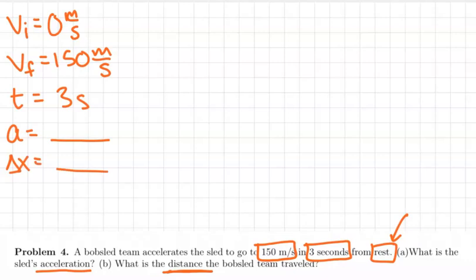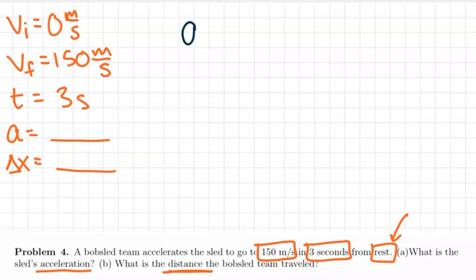So we're going to start with part A, asking us to find the sled's acceleration. If we look at our formula sheet, we know that we have to use an equation that has acceleration in it. So that's going to be equations 3, 4, and 5. If we look at the information that we have, we know nothing about our position at all, so we can't use the third equation. So we now have to look at the fourth equation. And that has acceleration, so that's good. We've got velocity and time, so that's what we're going to use.